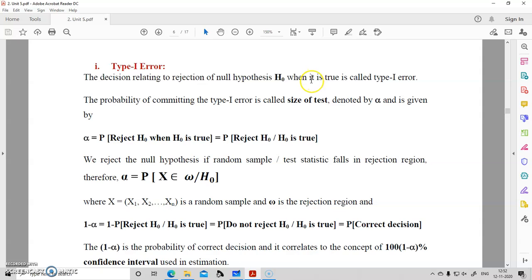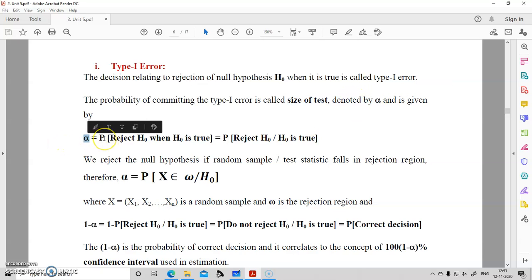Actually, what is the true scenario? H naught is true, but what we conclude is that H naught is not true. So this type of error is known as the type 1 error. The probability of committing the type 1 error is known as the size of the test. What is the probability that type 1 error can be committed? That is known as the size of the test, and it is denoted by alpha.